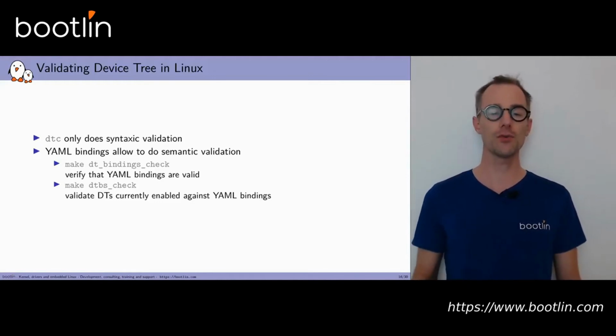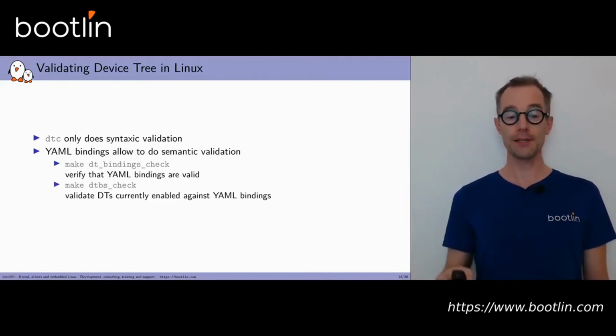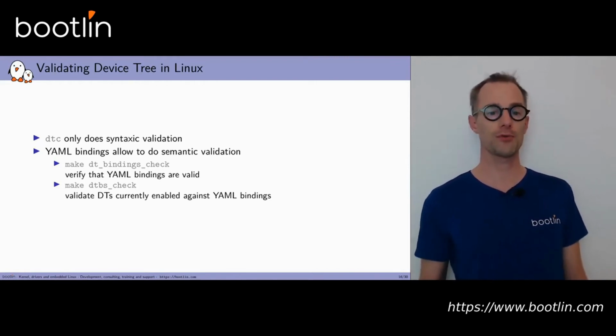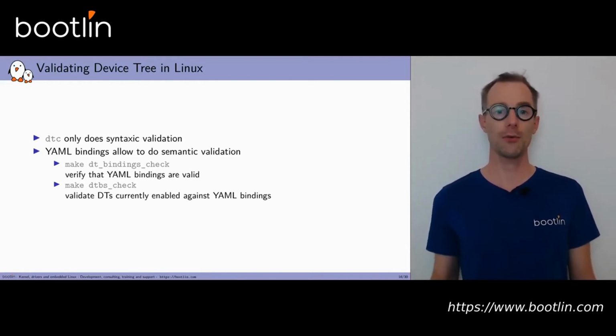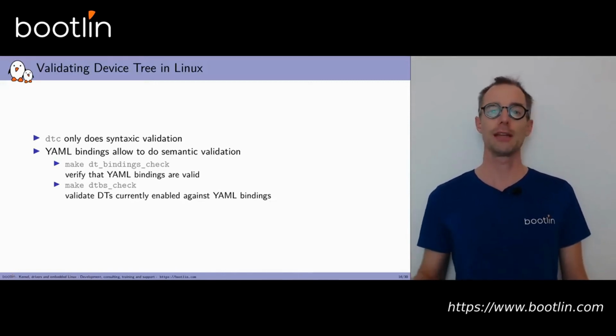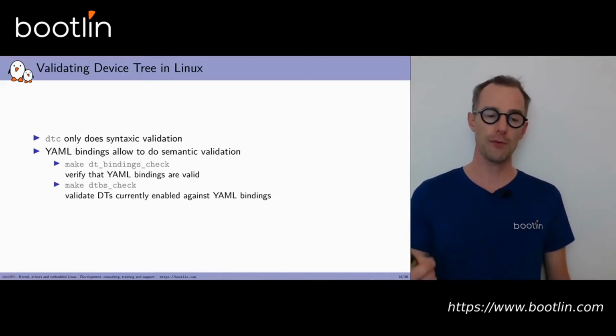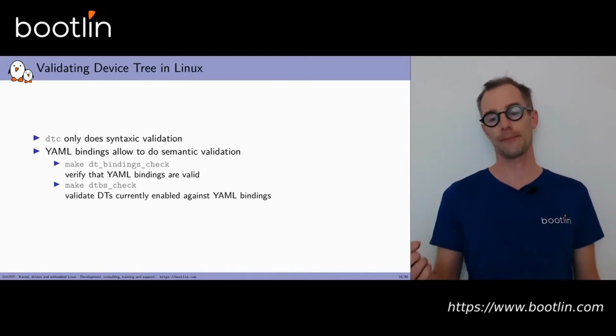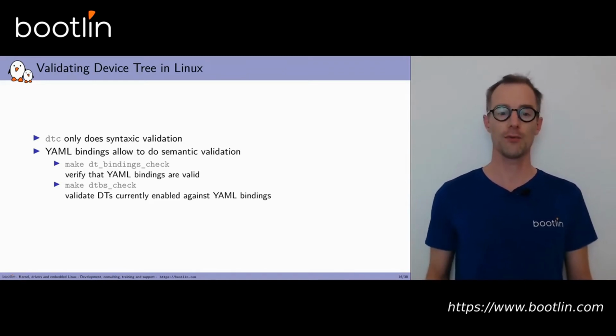And this is a very useful tool because the fact that DTC has only been doing syntactic validation has caused many people to lose hours and hours looking for issues in their device trees and ended up finding that it was just a small typo in a property name or just a mix-up in the values of the properties. And having validation at the semantic level allows to detect such silly mistakes and hopefully fix them earlier.